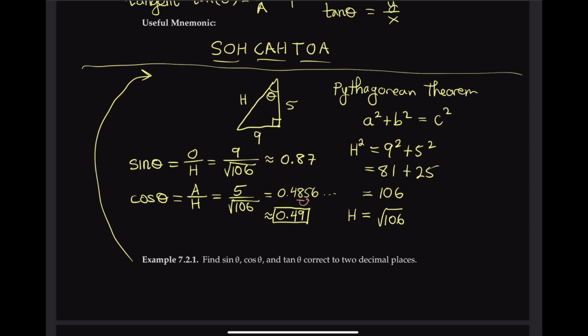this is an approximate answer. Okay, and now we have the tangent of theta, which is going to be the opposite over the adjacent, which is going to give us 9 divided by 5. And we can turn that into a decimal exactly. That would be, what, 1.8, and to 2 decimal places then that would be 1.80.